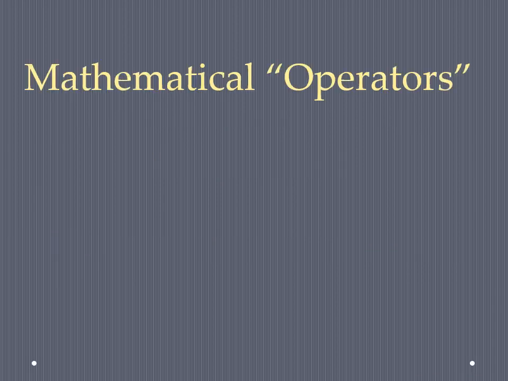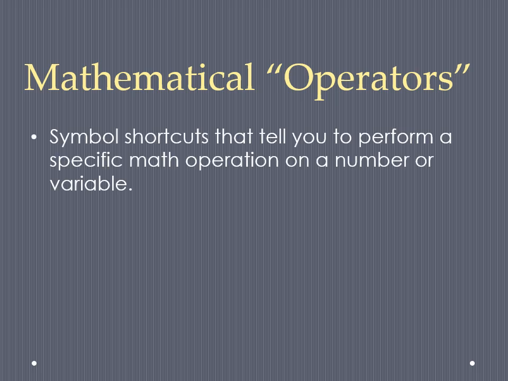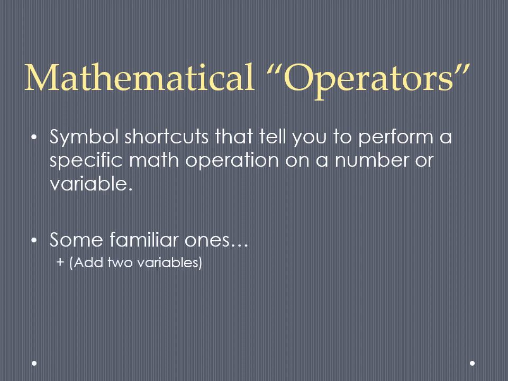You may or may not have heard the term mathematical operators before. But an operator is a symbol shortcut that tells you to do something specifically with a variable, a specific math operation. Some that you are familiar with, even if you've never heard the term, obviously plus. That means if you see two variables or two numbers, you're going to add them up. If you see that little symbol, it means take the square root of them. And that symbol means to compare the two values and figure out which one is more and which one is less.